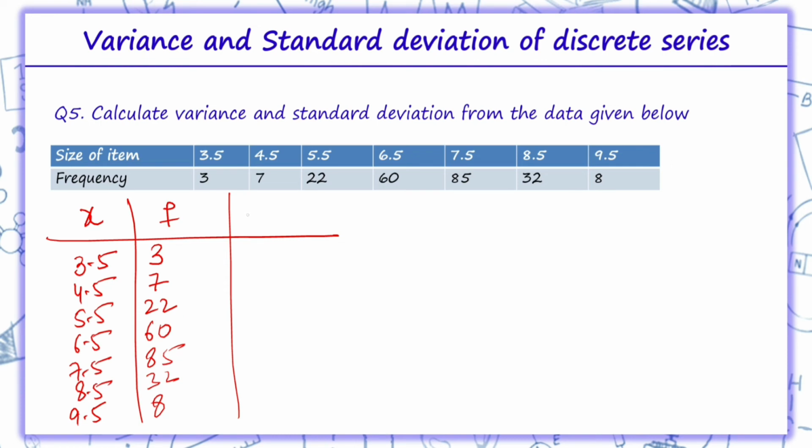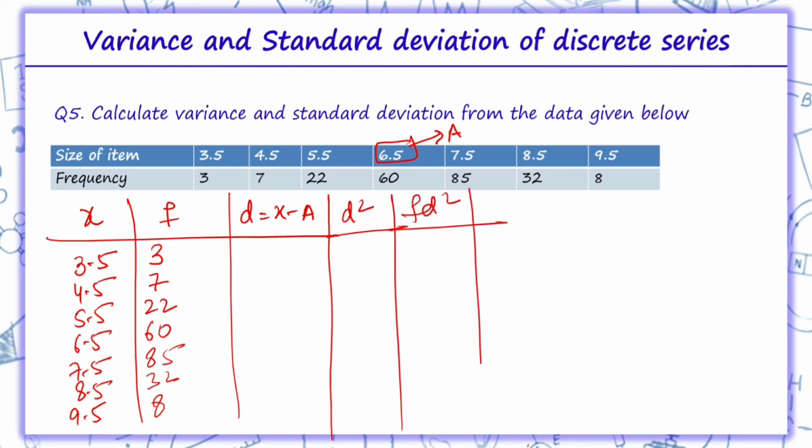First we have to calculate d, which is x minus a. Over here, this is the mid value, so this is called a. Then we'll calculate d square, then f into d square, and then f into d also. So d will be 3.5 minus 6.5, which is minus 3, then minus 2, then minus 1, 6.5 minus 6.5 is 0, 7.5 minus 6.5 is 1, 8.5 minus 6.5 is 2, 9.5 minus 6.5 is 3. Then d square is 9, 4, 1, 0, 1, 4, 9.